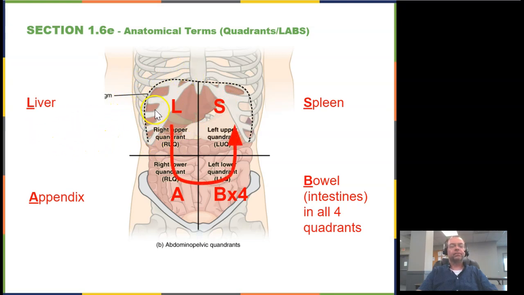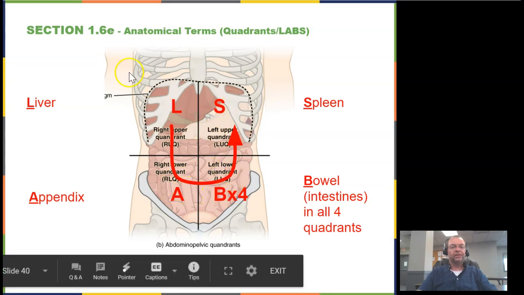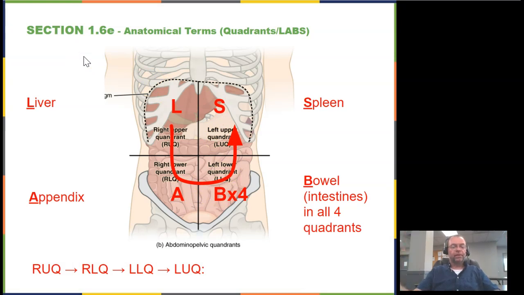So if we start in the right upper quadrant and we go right upper to right lower to left lower to left upper, this would be in a counterclockwise direction on our patient in anatomical position. That spells out LABS. So again, we start off in the right upper quadrant, to the right lower quadrant, to the left lower quadrant, to the left upper quadrant. That spells out LABS: liver, appendix, bowel times 4, and spleen. Very easy way to remember what's in what quadrant.